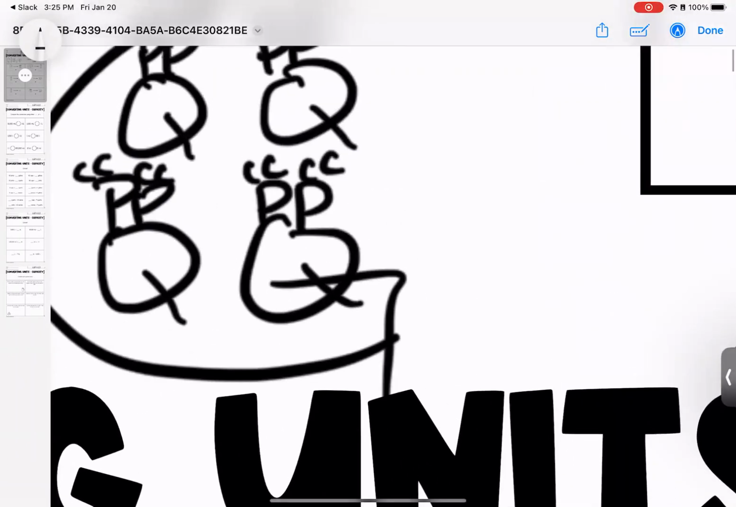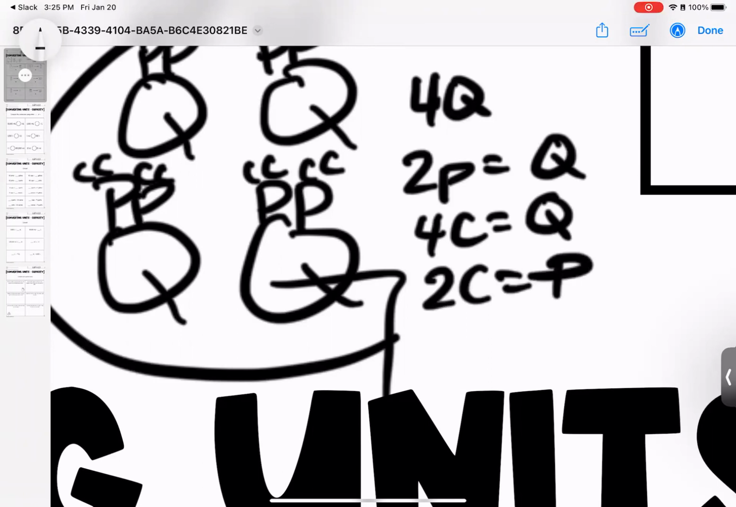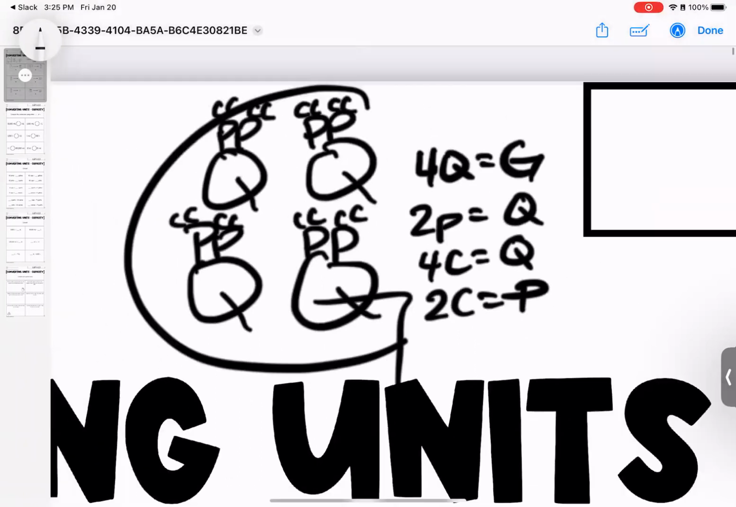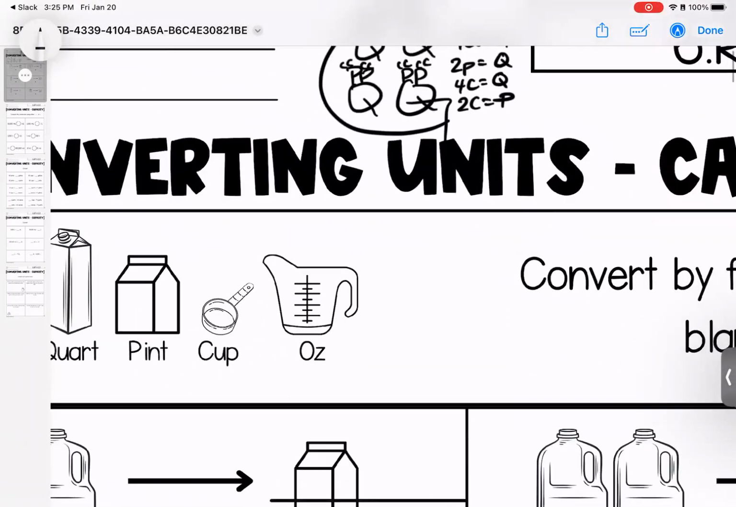So in a gallon, we have 4 quarts. We have 2 pints in a quart. We have 4 cups in a quart, 2 cups in a pint. All of these little bits of information can be pulled from this picture or from your printable. So just a reminder with that.